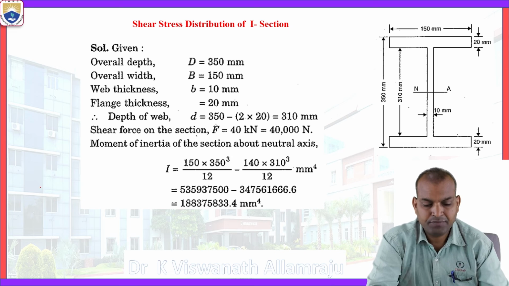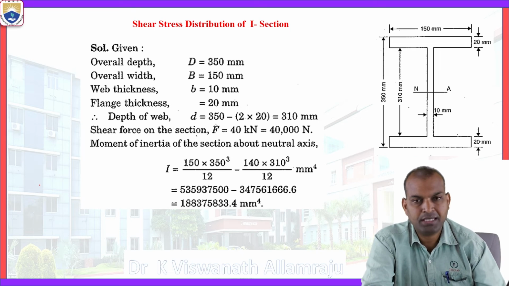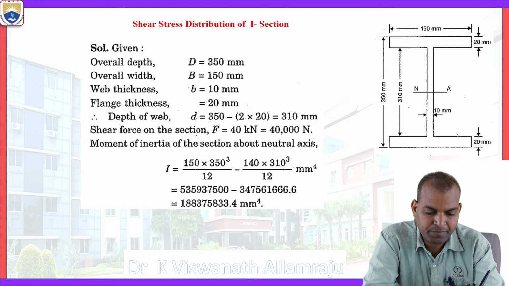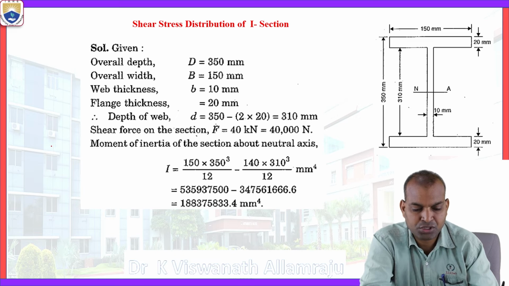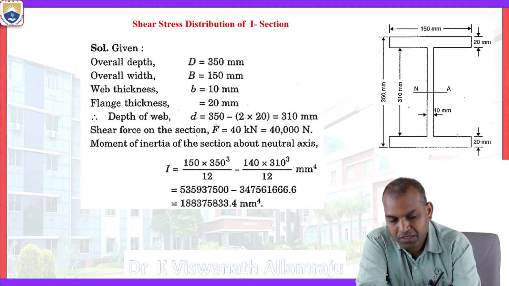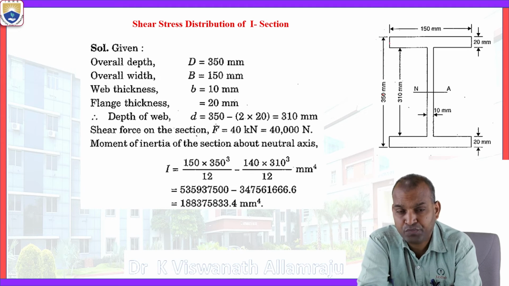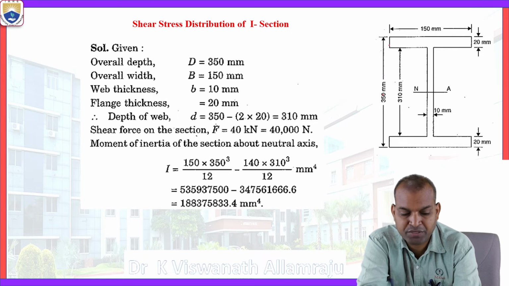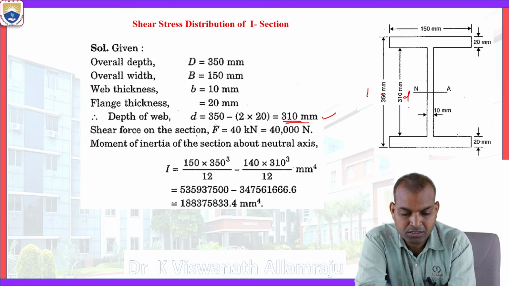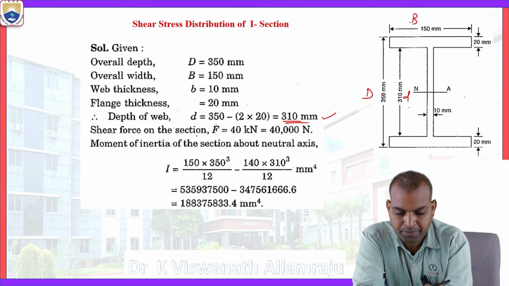Now data was given here. The given data: capital D overall depth, capital B overall width, and small b, the width of the web, that is 10 mm. The flange thickness is 20 millimeter, top and bottom flanges. What is the depth of the web? The depth of the web is 350 minus 2 times flange thickness. 350 minus 2 times 20, that is 40. 350 minus 40, that is 310 millimeters. This is small d. This is capital D, 350. This is capital B, 150. This is small b.